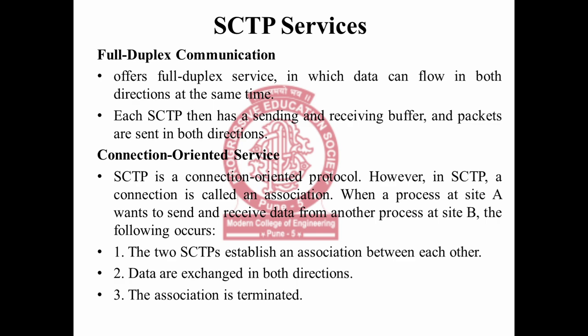Connection-oriented service is the next service offered by SCTP. It is a connection-oriented protocol, and the connection in SCTP is called an association. When a process at site A wants to send and receive data from another process at site B, there are three phases in which the communication takes place. The two SCTPs first establish an association between each other. Then data are exchanged in both directions, and once the data transfer is over, the association is terminated.